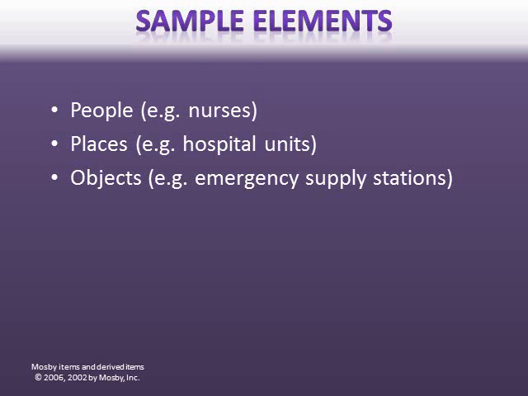Now, sample elements, as I mentioned previously, are the units of the population that are being addressed. So if the population you're addressing is people, it's going to be individual people within that population. For example, nurses might be the elements of your sample. If it's places, it might be, for example, specific hospital units. So this unit in this particular hospital. If it's objects, the unit of measurement might be emergency supply stations. So if you're studying emergency supply stations in general, each one is going to be your unit of measure.